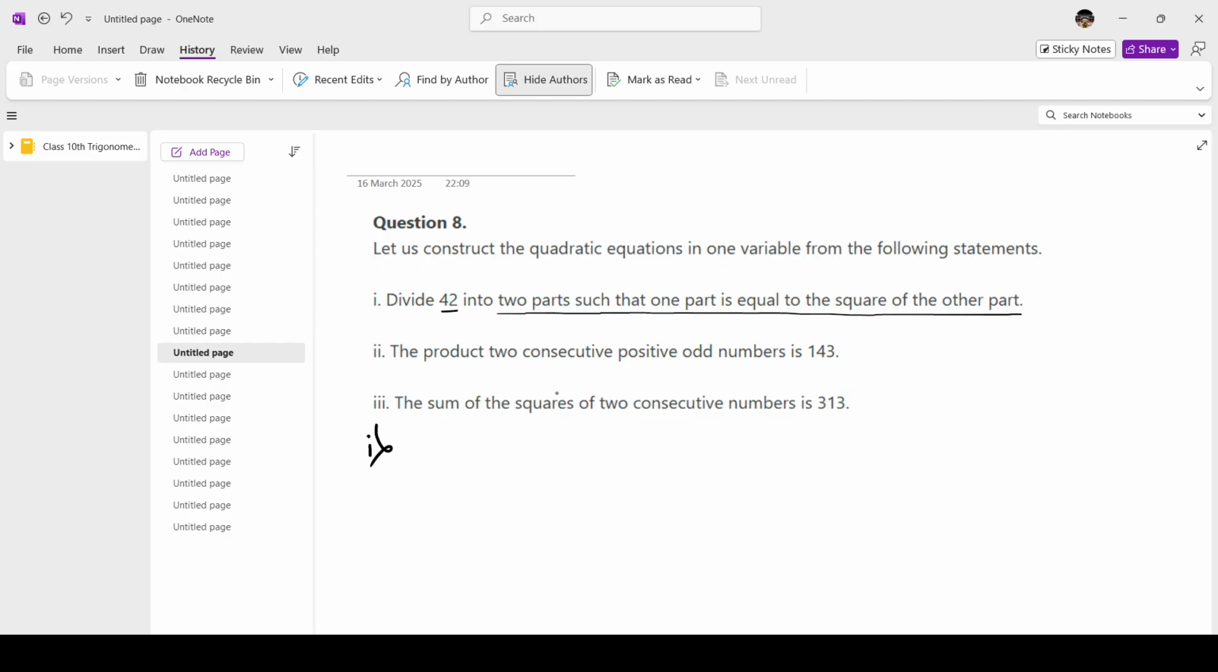So we can write it like the square of the first part is equal to the other part. So it will become x square plus x minus 42 is equal to 0. You can solve it, but here the question has been only to construct it. But in the exam, there will be a question that you have to construct it and solve it also.